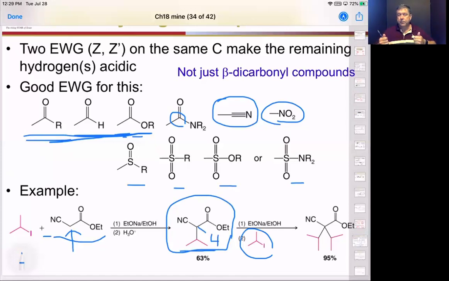Okay, questions on that? So when you start looking for variety in the system, you can see cyano groups or nitro groups or esters or amides, or as long as it has something that has a positive charge there, it will enhance the acidity of our alpha hydrogens.